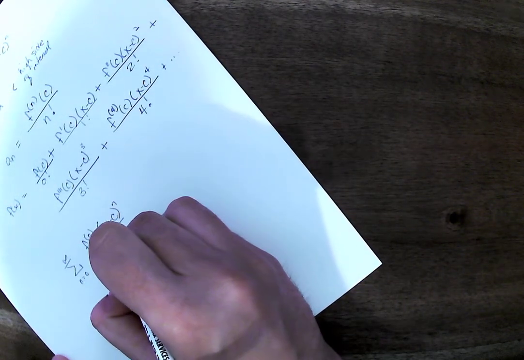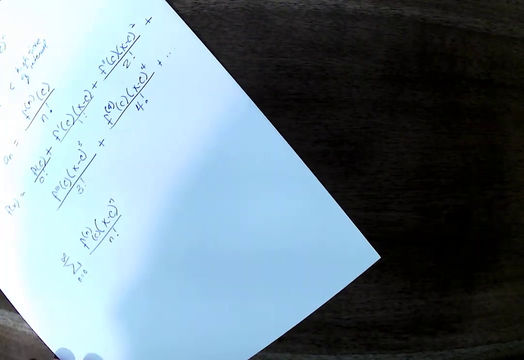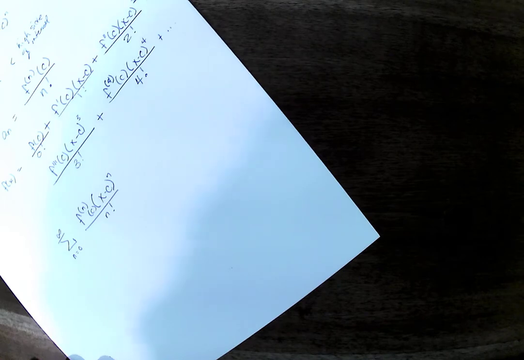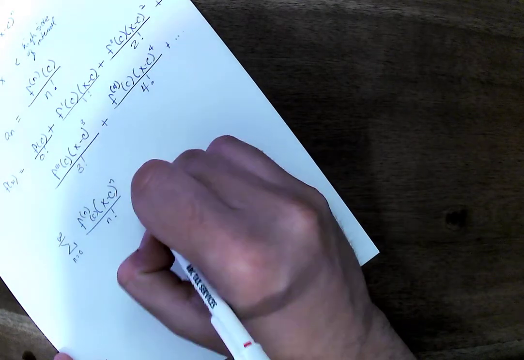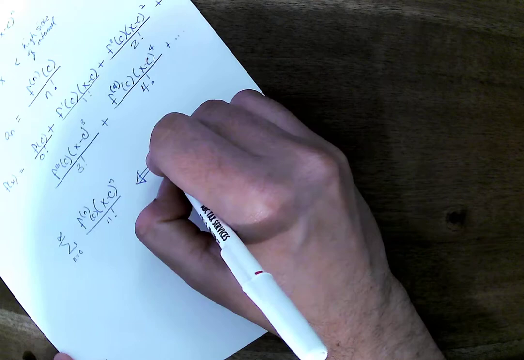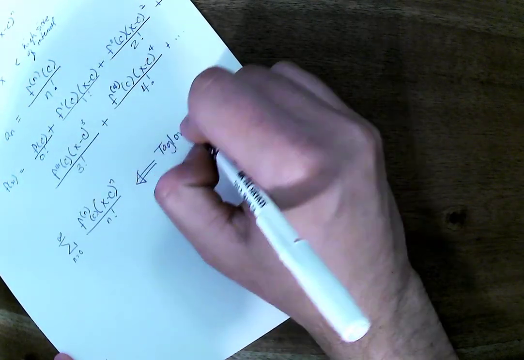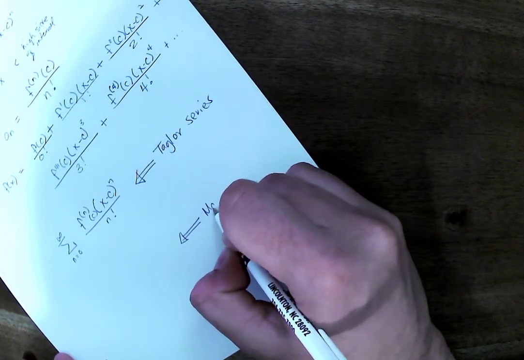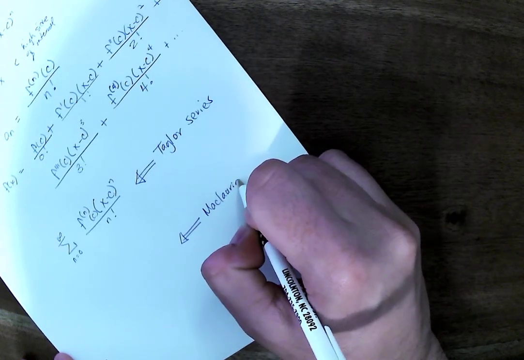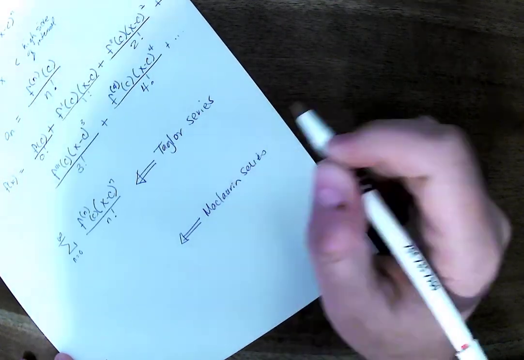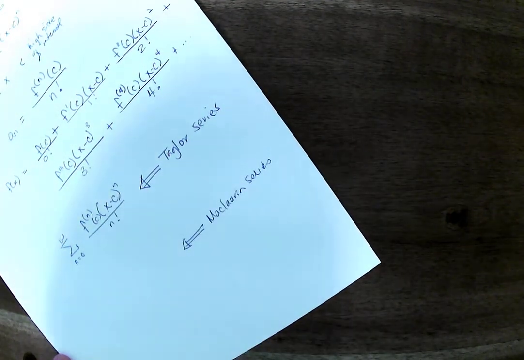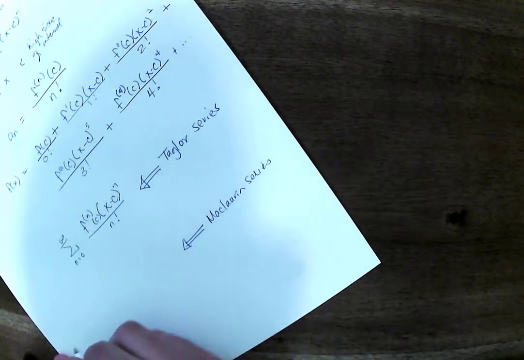all over n factorial. Now, what is the difference between the Taylor series and the Maclaurin series? The only difference is this. This that I have here, this is the Taylor series. The Maclaurin series is almost exactly the same. The only difference is this c right here is 0. So this is where c equals 0.